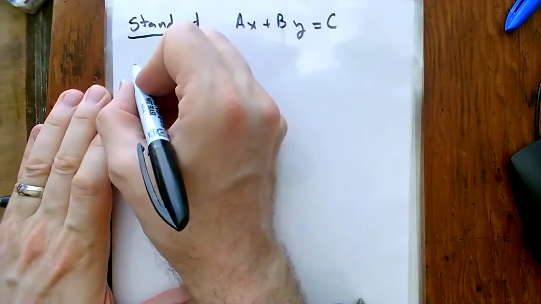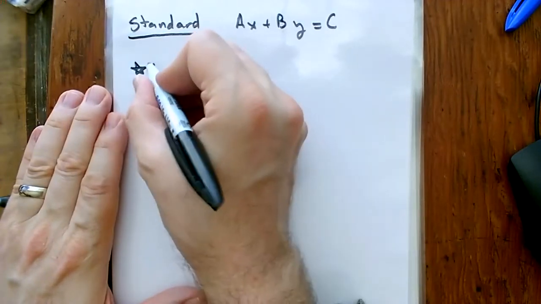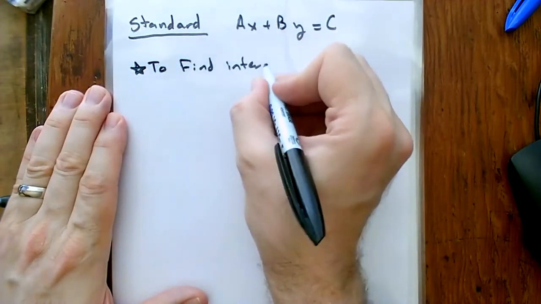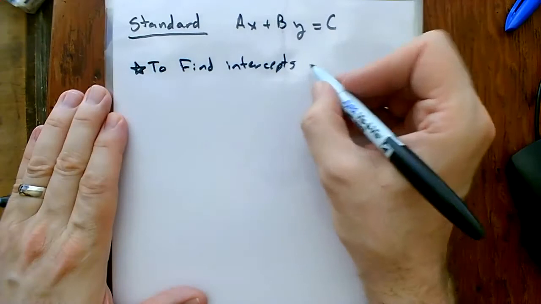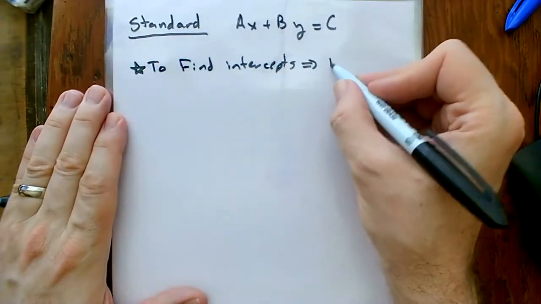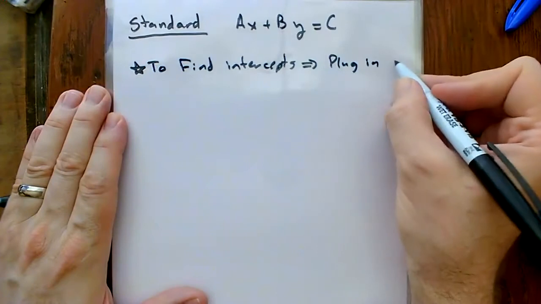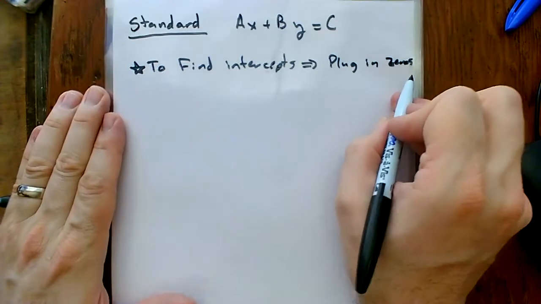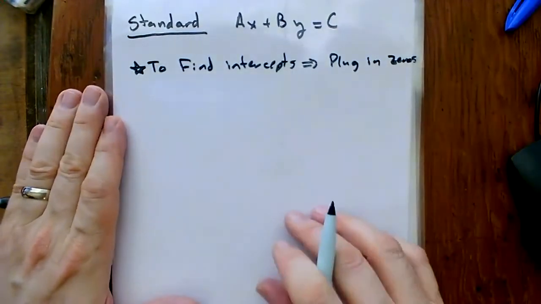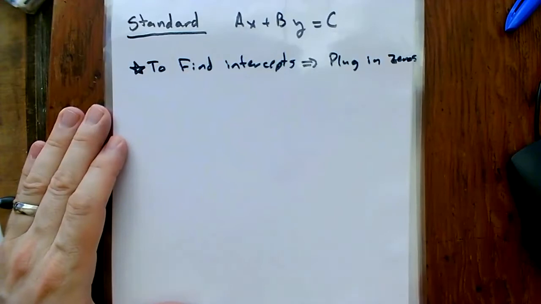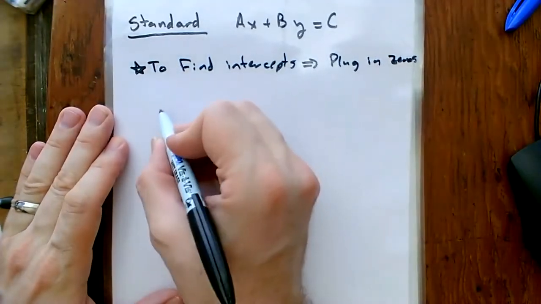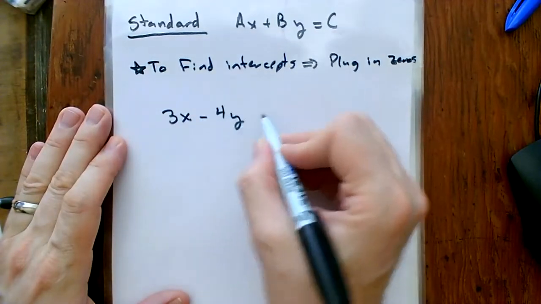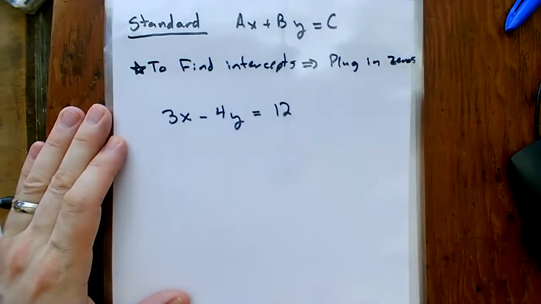So remember, if you're trying to find your intercepts, you're going to plug in zeros. And you're going to plug them in one at a time. You don't plug it in for both of them, otherwise you're going to end up with nonsense. So I'll show you what this looks like. For example, let's take 3x - 4y = 12.